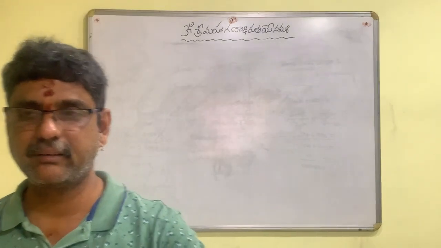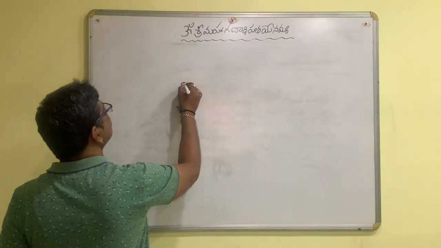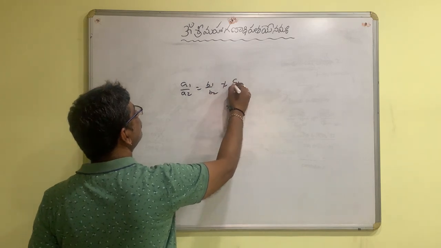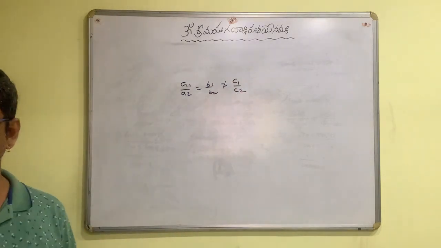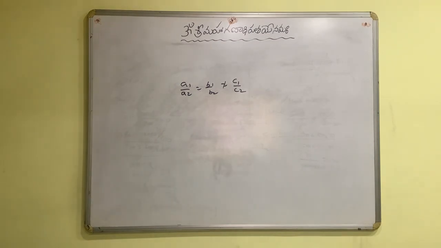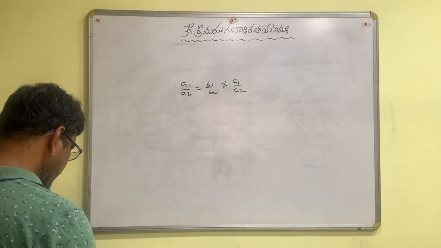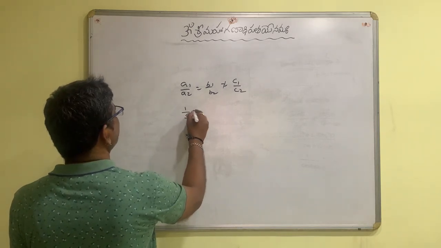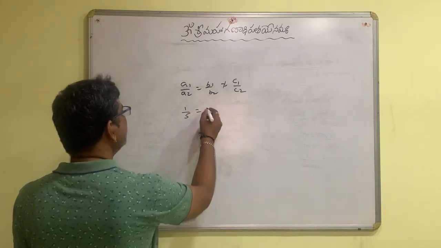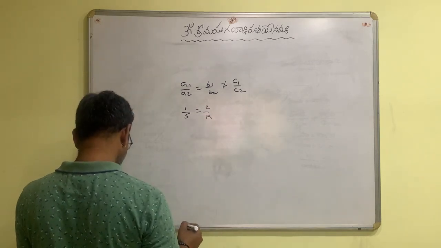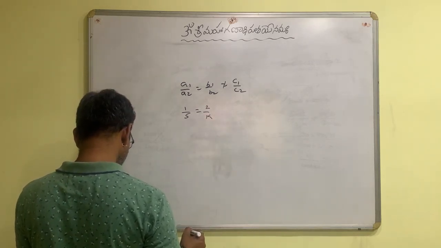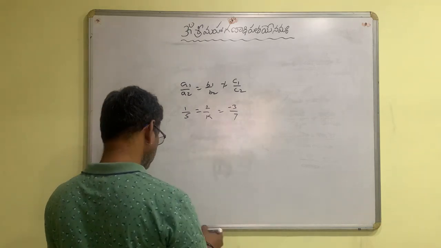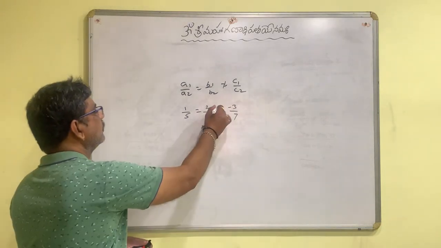Parallel lines condition: A1 by A2 is equal to B1 by B2 not equal to C1 by C2. So what is A1 by A2? 1 by 5. B1 by B2 is 2 by K. C1 by C2 is minus 3 by 7. Not equal.